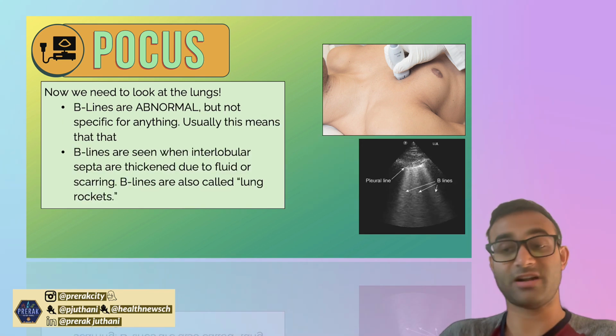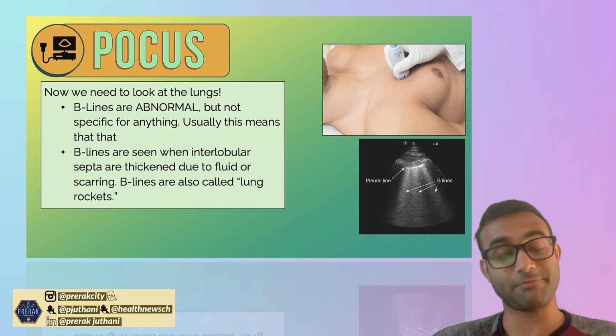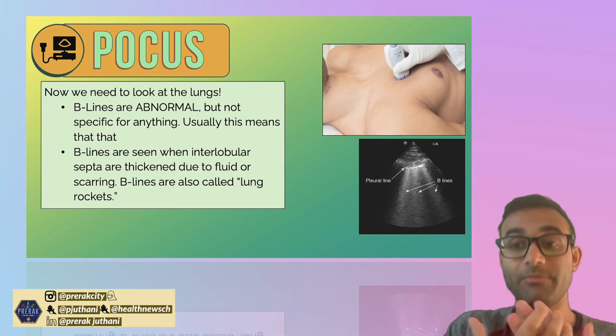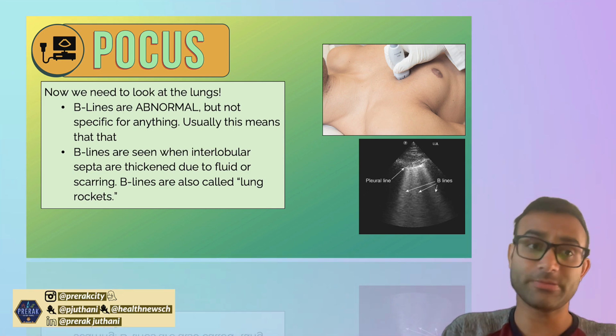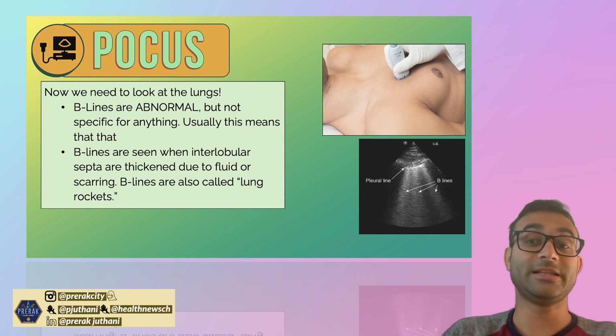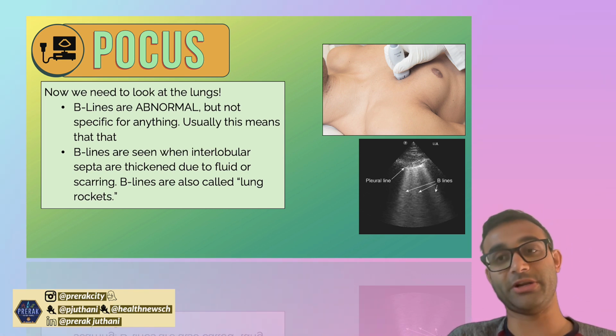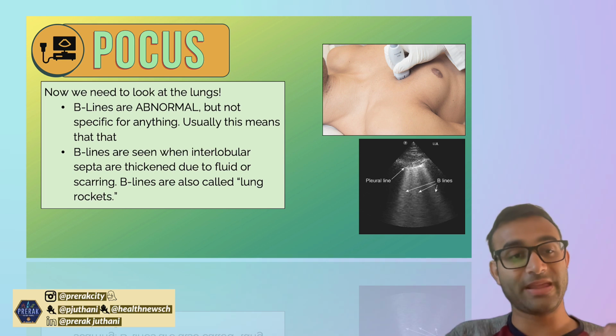So B lines can often occur when you have pulmonary edema. It could happen in pneumonia as well. They're very nonspecific, but I will tell you if you see several of them, you can suggest that, hey, maybe there's something else going on here. Specifically, let's say someone has heart failure and you see a ton of B lines, that could be indication of pulmonary edema. So now we can put all of this together.